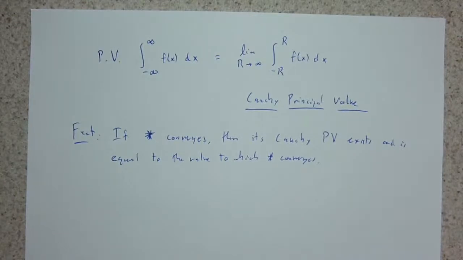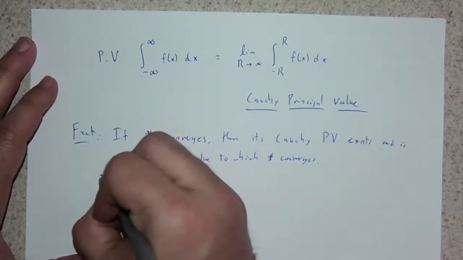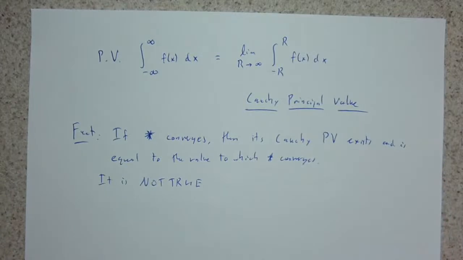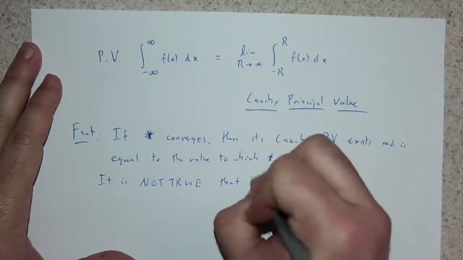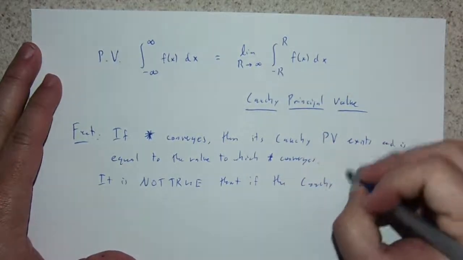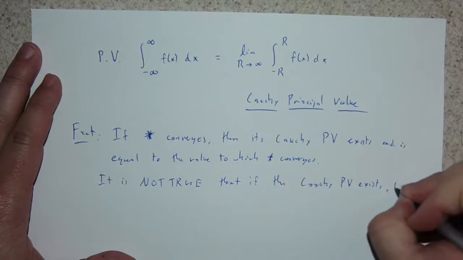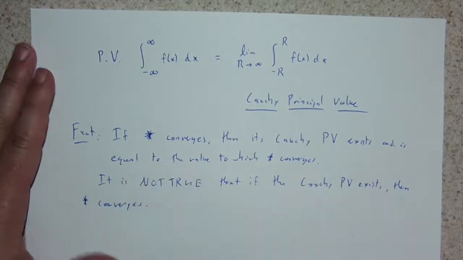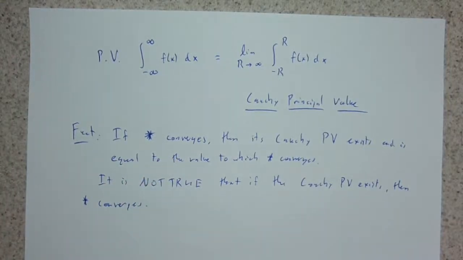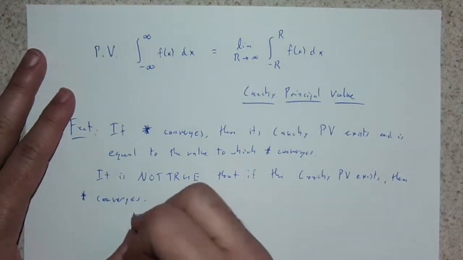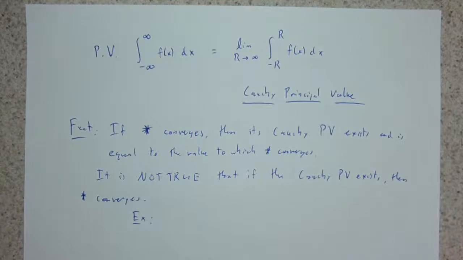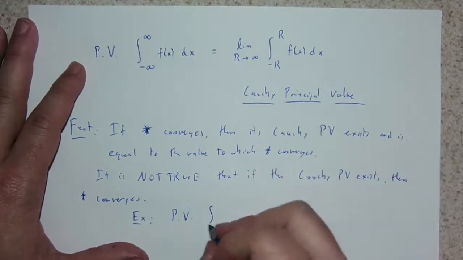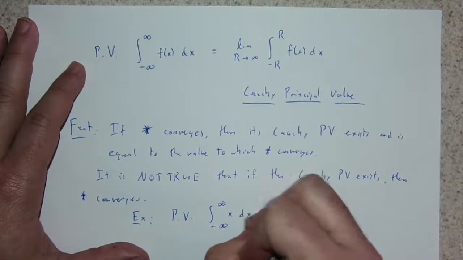The converse is not true, though, okay? It is not true that if the Cauchy principal value exists, then star converges. Here's an example that illustrates this fact. So what is the Cauchy principal value of the improper integral from minus infinity to infinity of x dx?